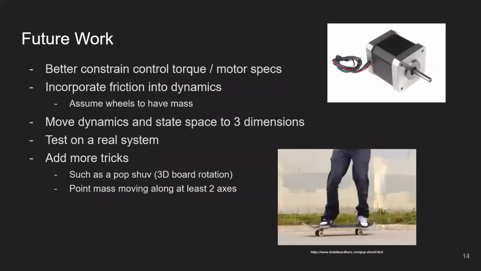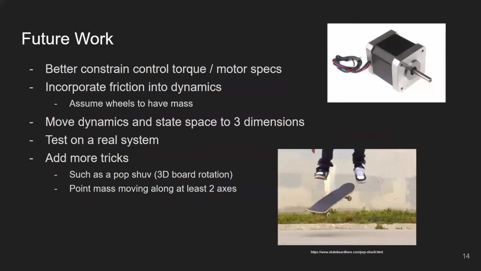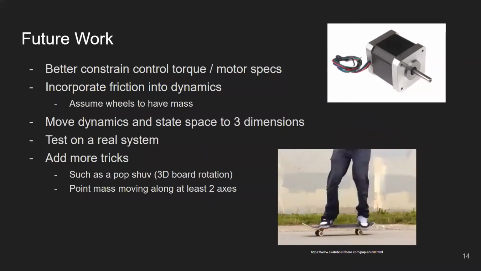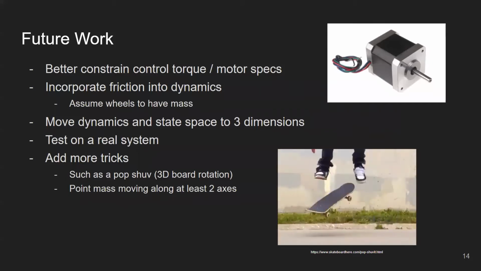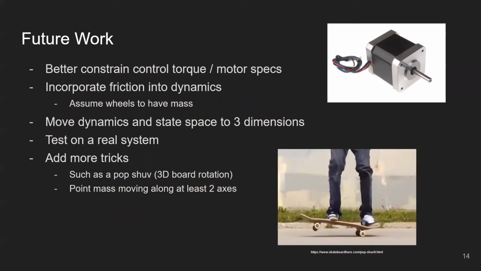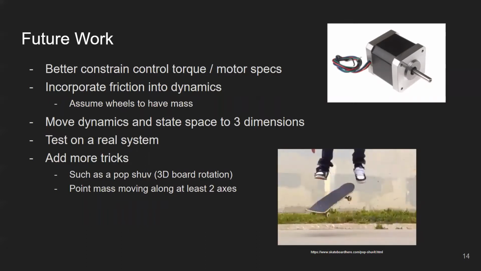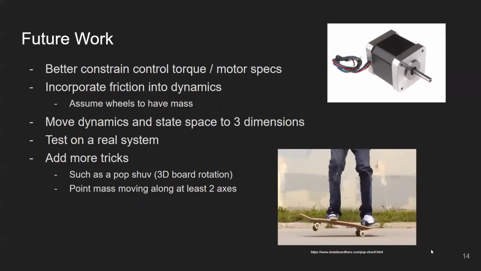Future work could be done to improve this system. The acceleration of the control input was limited underneath a constant value. This could be improved to model a real motor's torque speed curve instead of taking on a simple value. Furthermore, the system is in 2 dimensions. Moving to 3D would expand the number of possible tricks to include things like a pop shove, which is shown below. Friction could also be included.